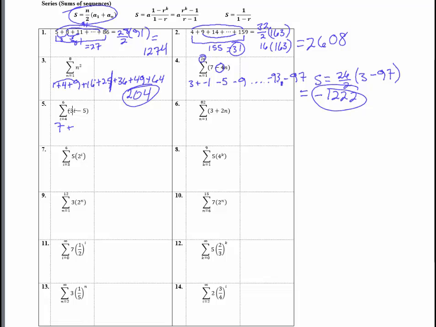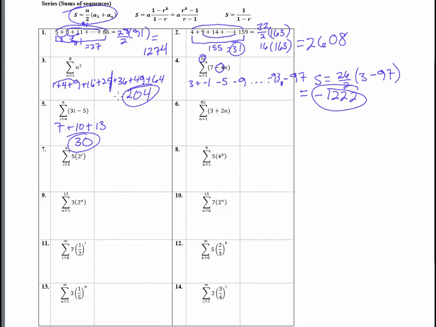And then stick in 5. 3 times 5 is 15, minus 5 is 10. And stick in 6. 3 times 6 is 18, minus 5 is 13. Now you notice this is an arithmetic sequence, and we could do it that way, or we could just add it up and get 30. And that's it. So number 5, the answer is 30.